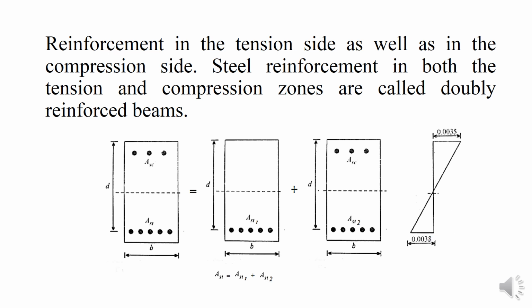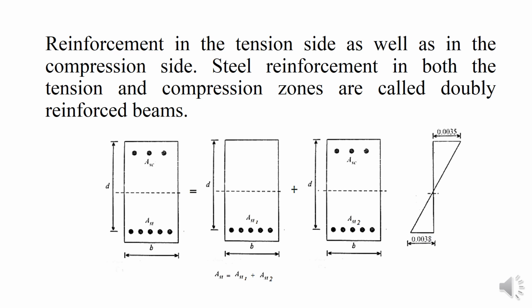Where do we need this reinforcement? We need it because the depth is not adequate. You could not provide the depth required if you have to design it as a singly reinforced section. In that case, because the depth is restricted, maybe due to architectural reasons or some other reason, we provide steel in the compression zone and do the design, and that is called a doubly reinforced beam.